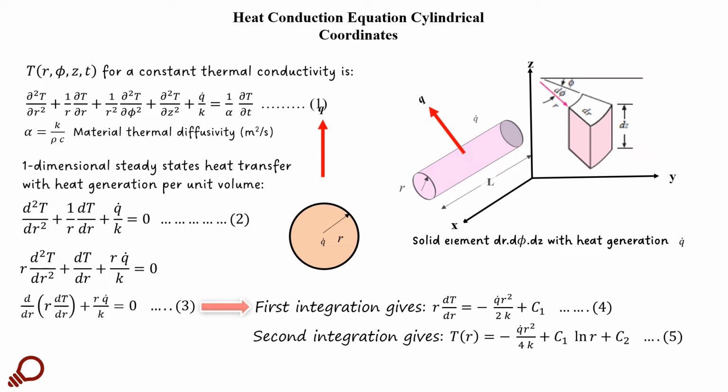And if we proceed with the second integration, then we get T of r equals minus q dot r squared divided by 4k plus c1 times the natural logarithm of r, plus c2, which is represented by equation number 5. And this equation, I will call it the magic equation for the cylindrical surface.